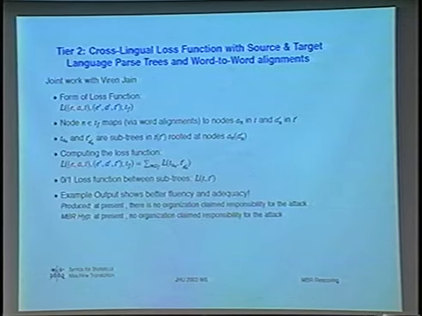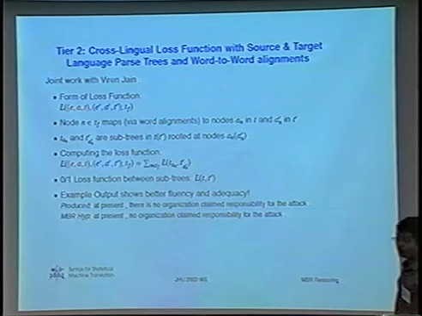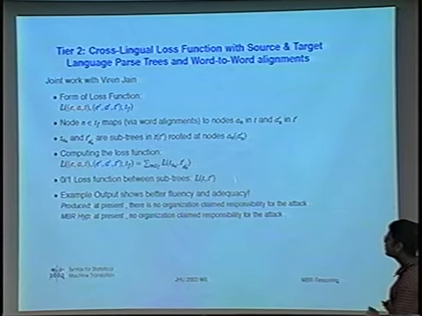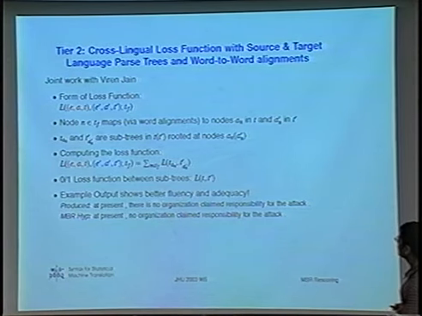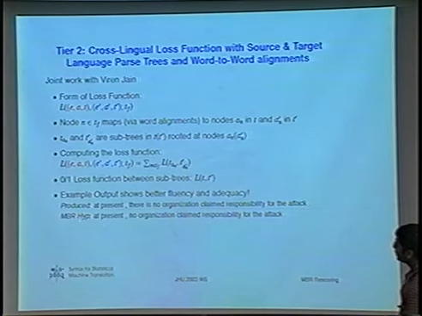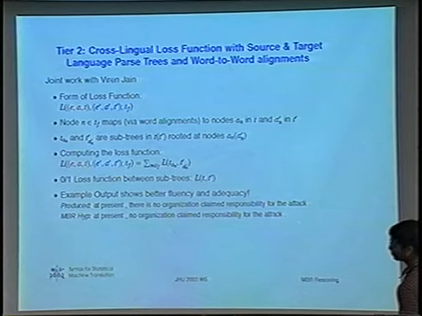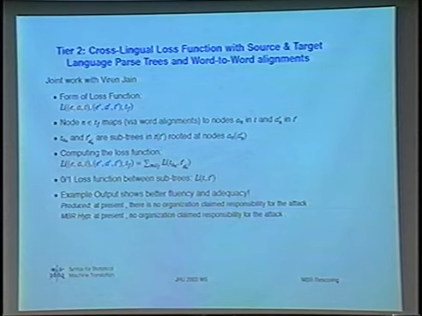So it's an interesting loss function, and an example output shows that the MBR hypothesis achieves better fluency and even better adequacy to some extent. So looking at this example: "At present there is no organization claim responsibility for the attack." The MBR hypothesis reads "At present no organization claim responsibility for the attack." Of course this is a good example, but it seems to suggest that the procedure is working to some extent.